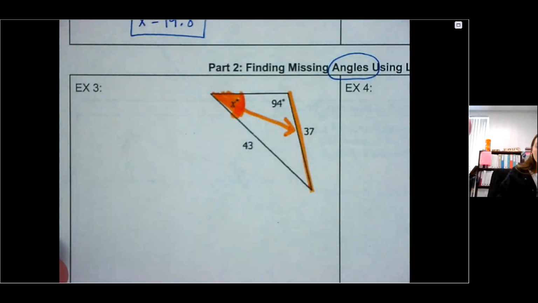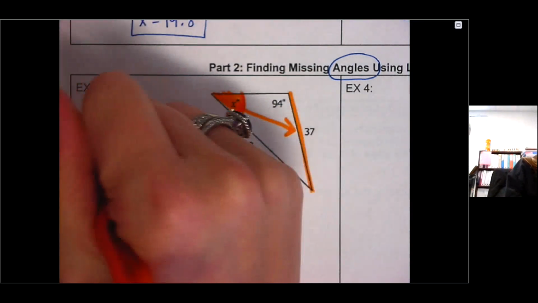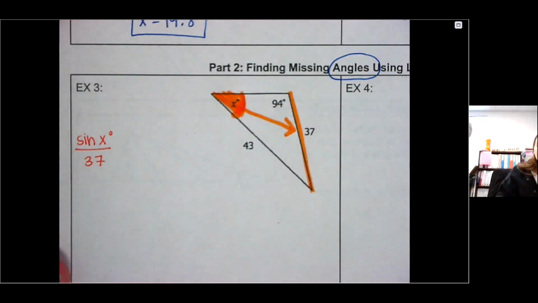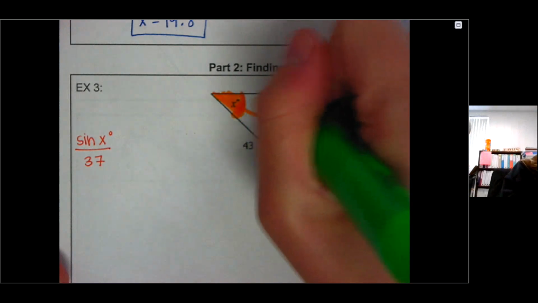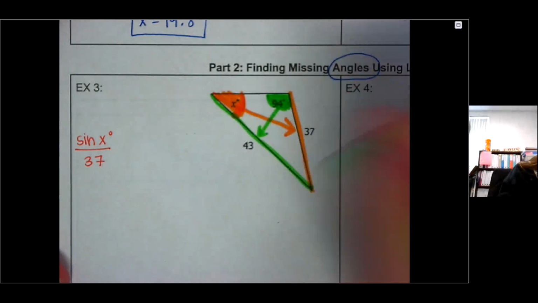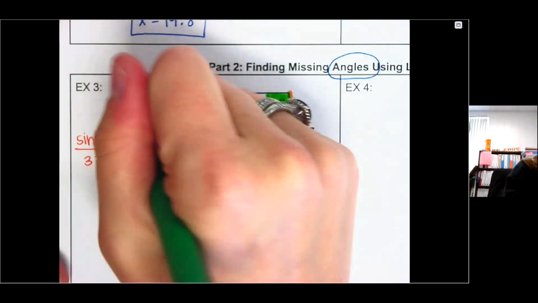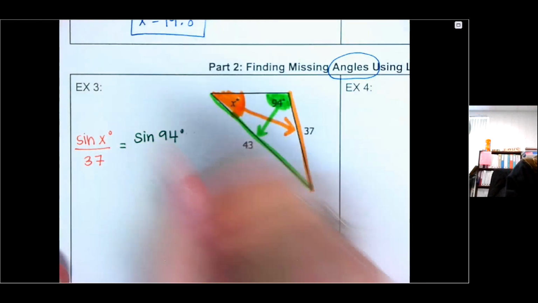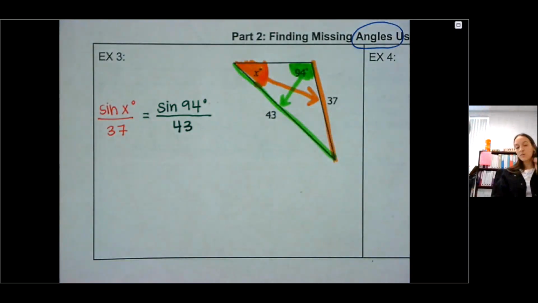So my first proportion that I'm going to write is going to be the sine of x over 37. There's my first fraction. I'm going to write another fraction for the other piece that I know. I know angle 94, and I know across from the 94 is the 43. So my second fraction is going to be sine of 94 over 43. Now, just like before, we're going to cross multiply.